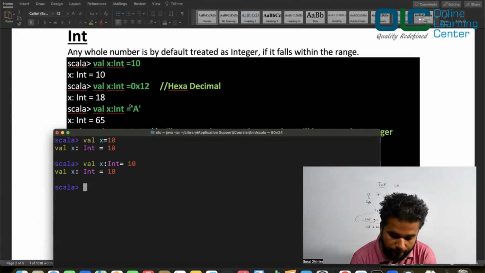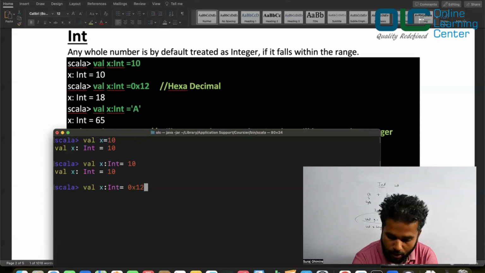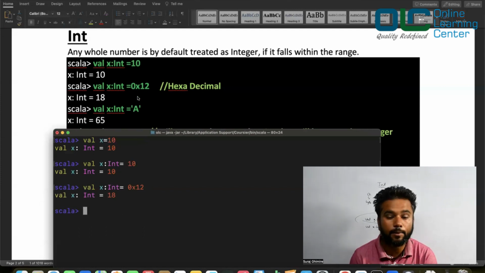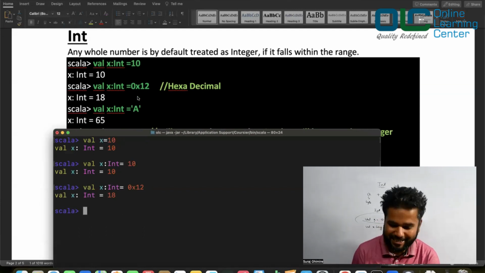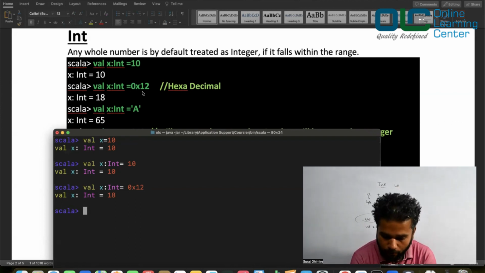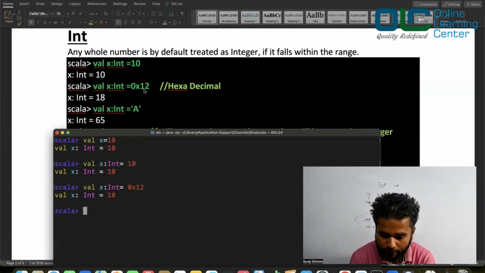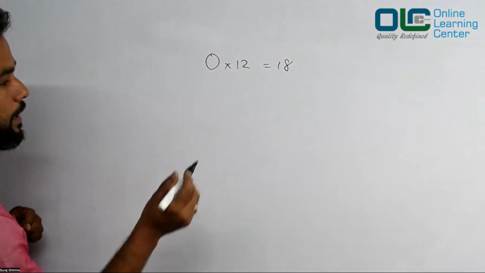Now what if I write something like this, x of integer is equal to 0x12. This is how you represent a hexadecimal value, and we have already discussed what a hexadecimal is. Hexadecimal means it follows the pattern of 0 to 15. Hexadecimal has 16 different numbers, 0 to 15. When you say 12, what is this 12? Till 9 it is okay, then 10, 11, 12. So now if you convert this to integer, what do you get? You get 18. So how do you get 18?